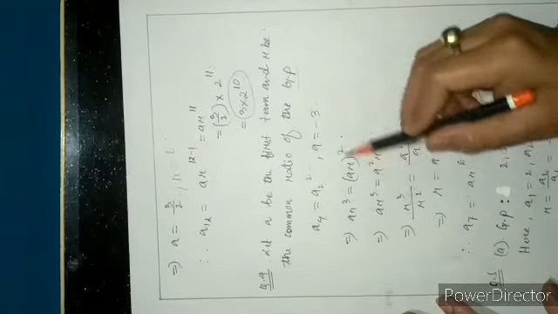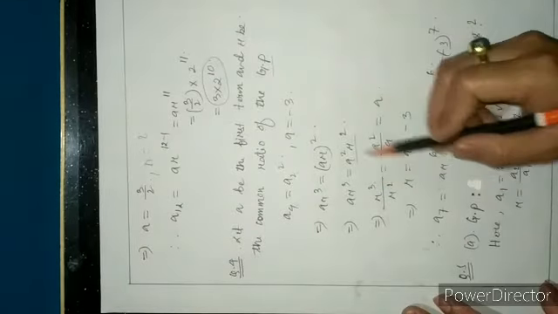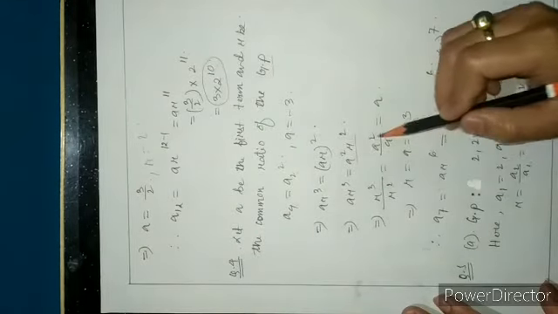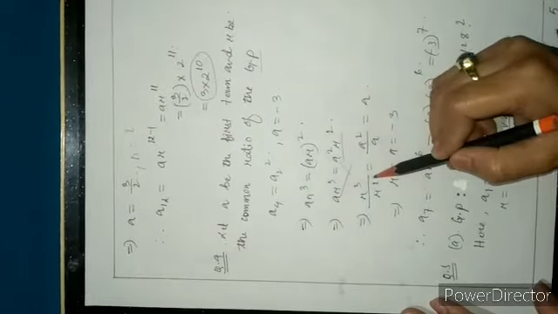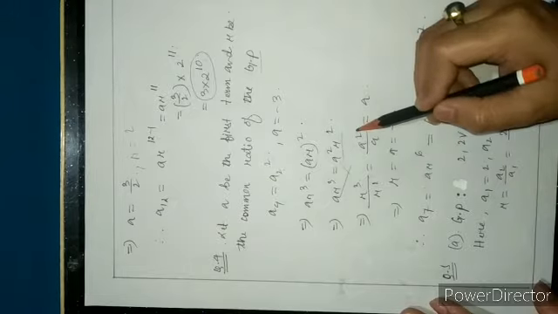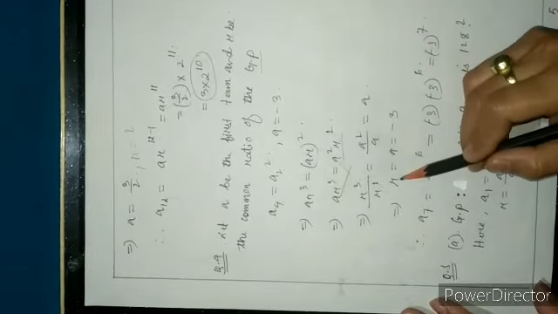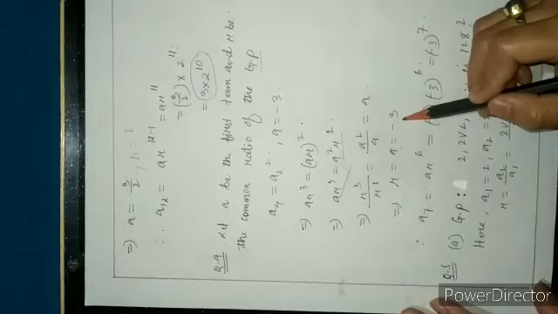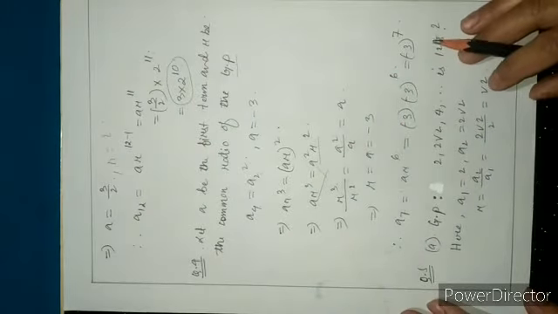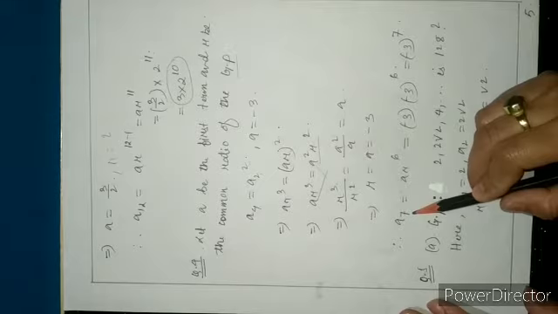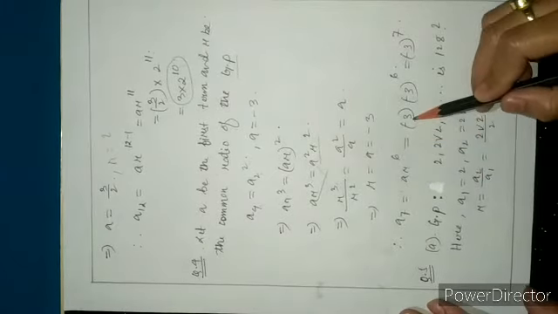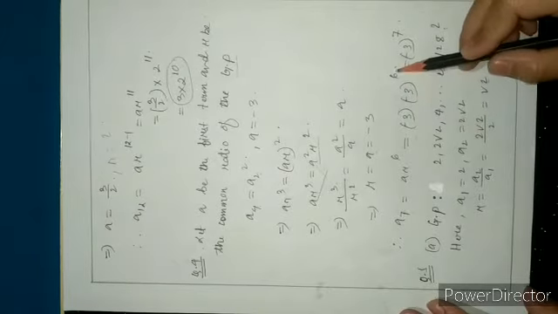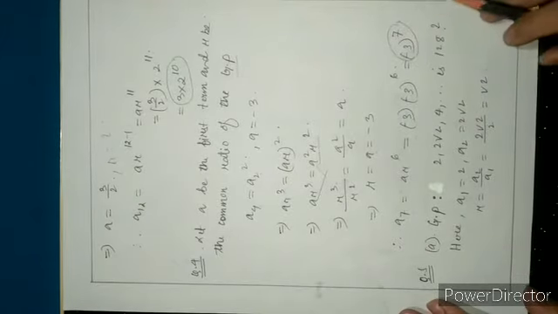AR cube is equal to A square into A R square. Dividing, we get A square times A, so by cross multiplication R cube is equal to R square divided by A square times A, which gives R equals to A, meaning they are equal to -3. Then write the 7th term: A R to the power 6, which is equal to A -3 R, (-3) whole to the power 7.